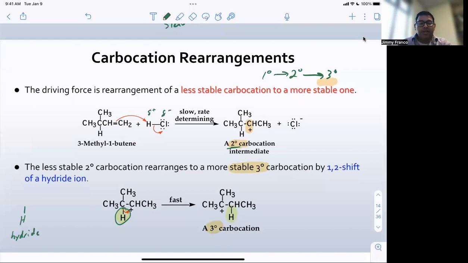If there's no hydride, then we're going to talk about that you can move a methyl. If you have both, the hydride gets moved first. All right, so if you have both, you're going to move the hydride first. All right, and just think it's easier to move something small than it is something big.